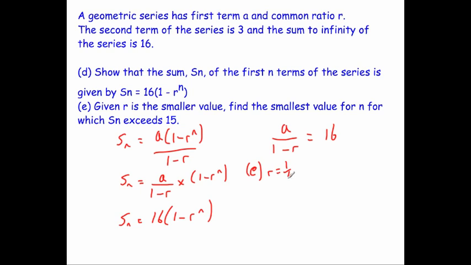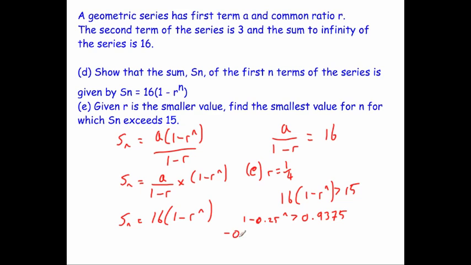Okay, and part E says given that r is the smaller value, so part E, we know that r is equal to 1/4. It says find the smallest value for n for which Sn exceeds 15. In other words, 16 bracket 1 minus r to the n is going to be bigger than 15. So that means we're going to have 1 minus r, well, r is equal to 1/4 in this case, 0.25, to the power of n is going to be bigger than, and if we divide the 15 by the 16, that will give us 0.9375.